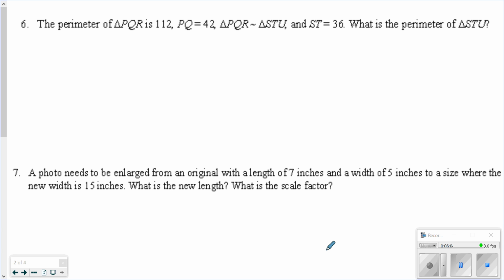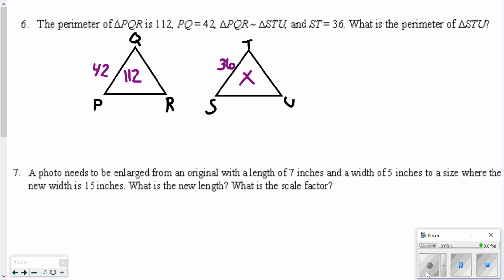Once again, I want to have a picture here so I can see exactly what this problem is talking about. So I'm going to pause the video and draw this out. So here's my situation. I want to figure out what is X, the perimeter of triangle STU. If I do look at these two triangles, I know these sides. So I'm going to write a proportion here. So I will use 42 over 36.